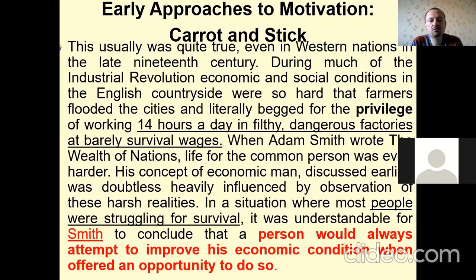It would be true. So we could rephrase the statement of Adam Smith in the following way: a person would always attempt to improve his or her conditions when offered an opportunity to do so. And today we will also try to answer the question: what conditions should be improved, except economic conditions?